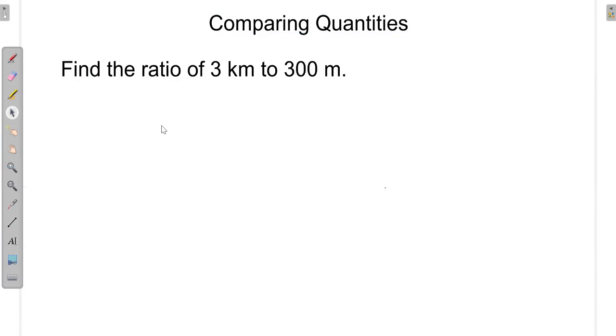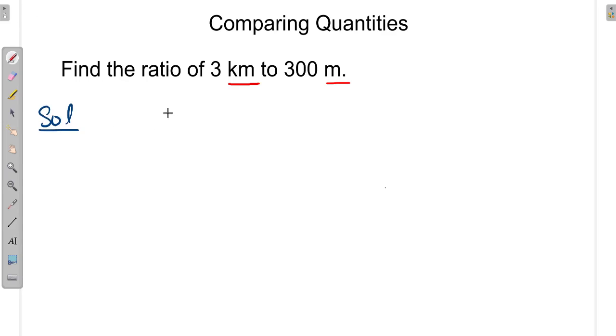In this question, we have to find the ratio of 3 kilometer to 300 meter. How do we find it? The first important thing to notice is that the units are different. Here it is 3 kilometer and here it is meter. So you have to convert this into a proper unit. Here is the solution.